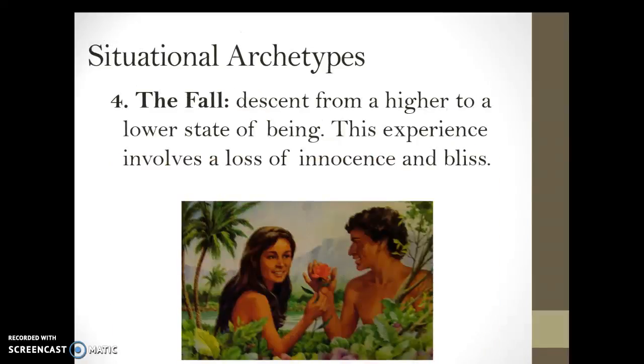The fall is when characters descend from a higher state of being to a lower state of being. Usually this involves a loss of innocence and a loss of bliss. Adam and Eve are the perfect stereotypical example of the fall. Everything was great, they were in the Garden of Eden until they ate the forbidden fruit and were banished from the garden by God.